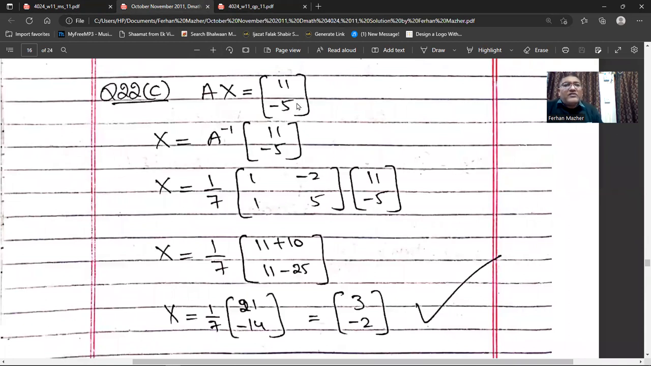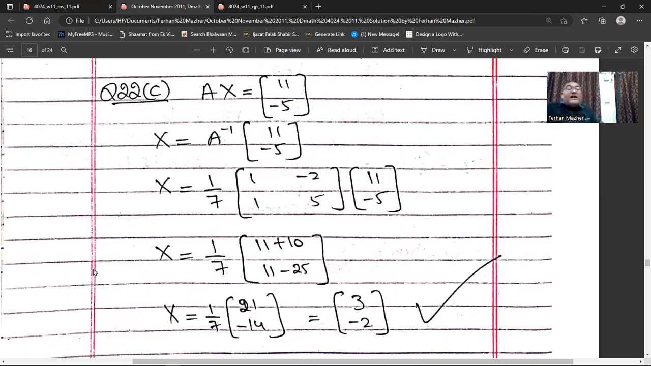So AX will be equal to 11, minus 5. So X will be equal to A inverse into 11, minus 5. So A inverse is 1 by 7 bracket 1, minus 2, 1, 5, into 11, minus 5. Here the row will multiply with the column.